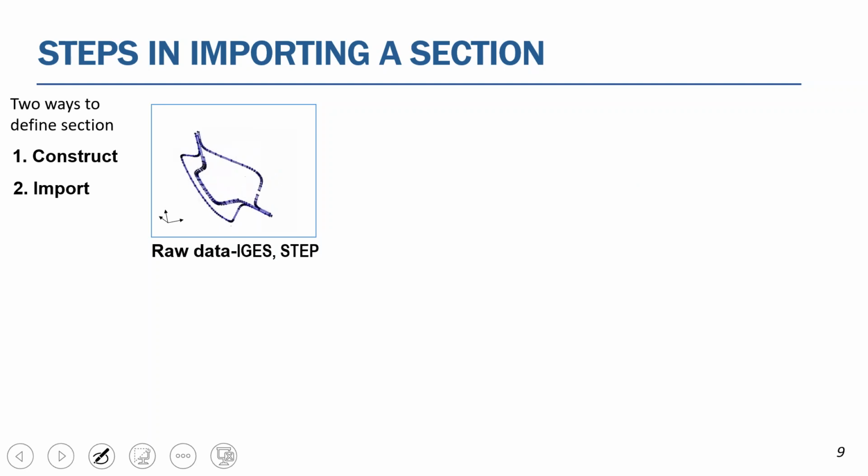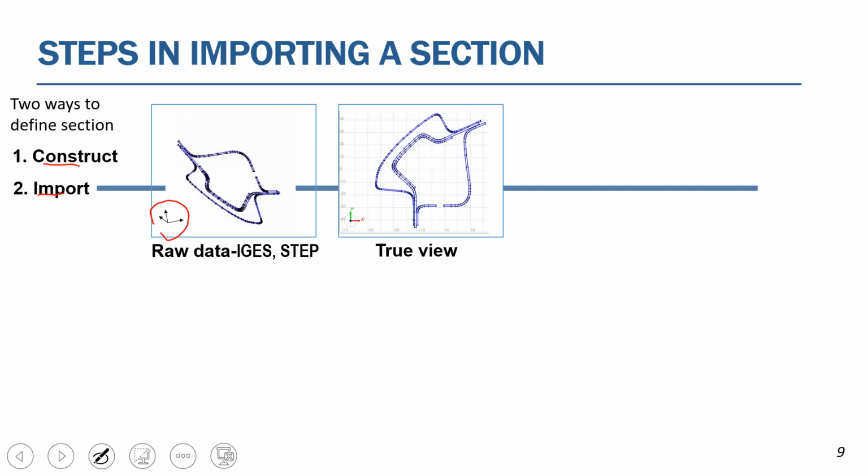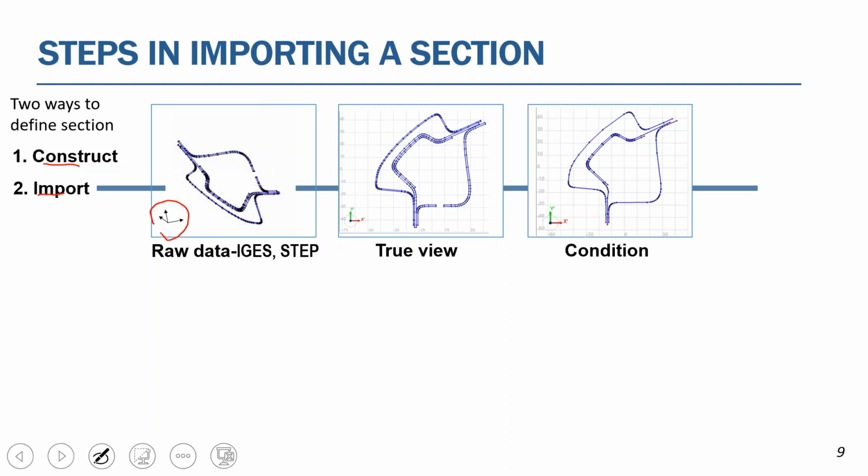Here are some of the steps in importing a section. Again, we can either construct or import the section like you see here. This is a section in three-dimensional space right now. GAS will automatically identify the true view and translate the data. We can condition the data, and the GAS model requires a line representing the midpoint of the data. So often we'll import two sides of the metal, and the conditioning step will get rid of those two. And this is somewhat automated as well.